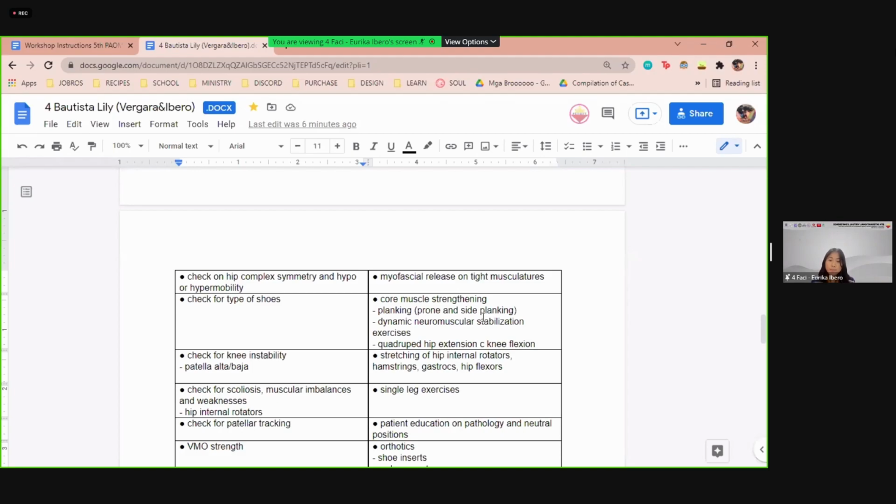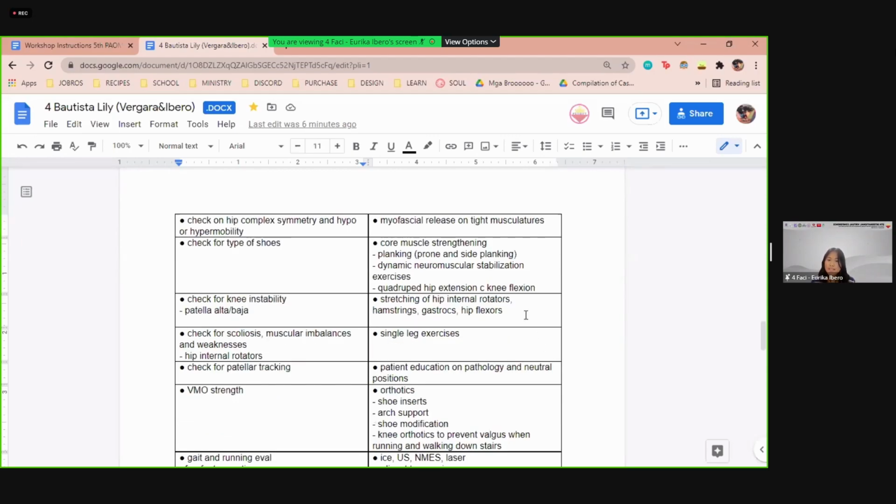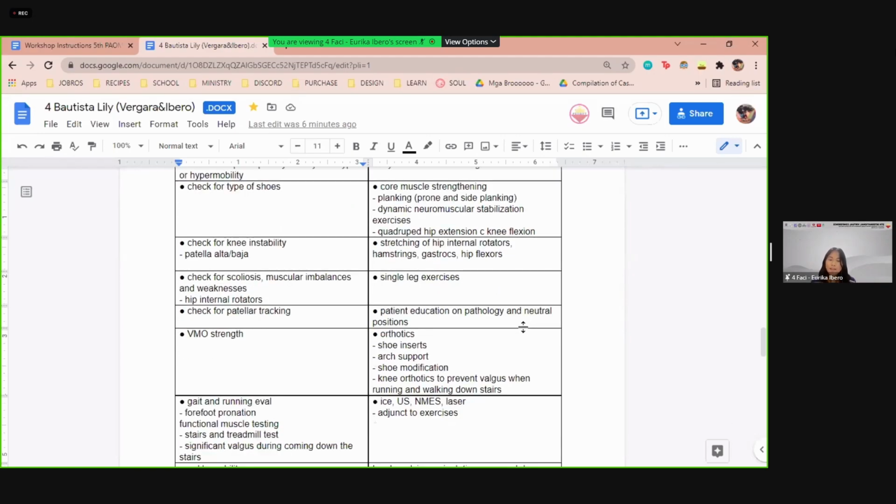So that could be an intervention, your planking, such as your prone and side planking, your dynamic neuromuscular stabilization exercises, and your quadruped hip extension with knee flexion. So now for your strengthening of hip internal rotators, also for your hamstrings, your gastrocs, and your hip flexors. They also suggested single leg exercises, and of course, not to forget your patient education on pathology and neutral positions.